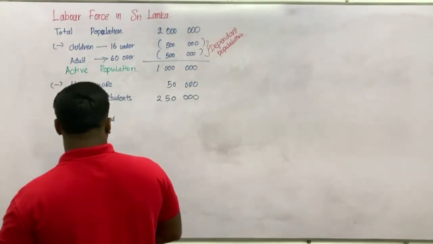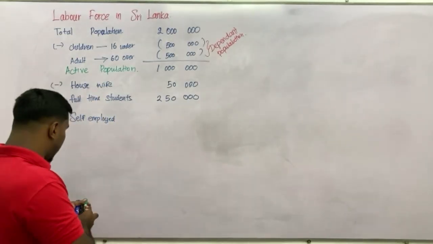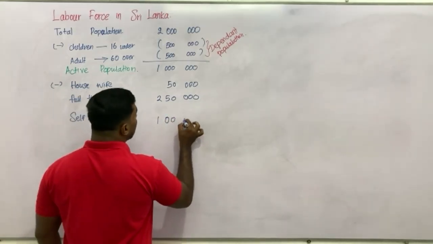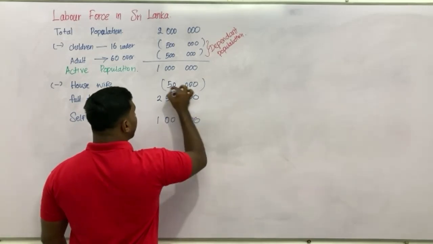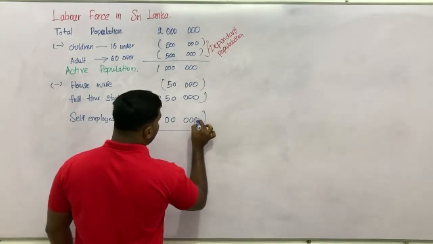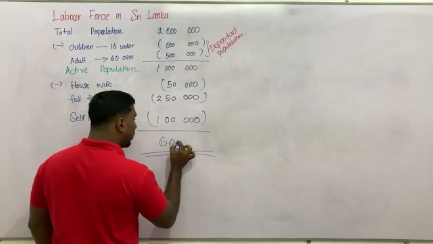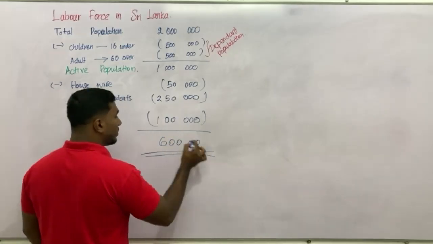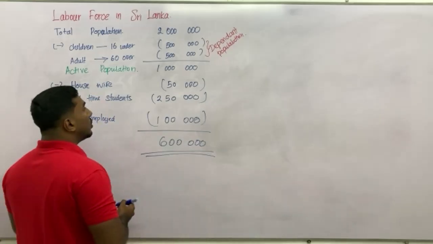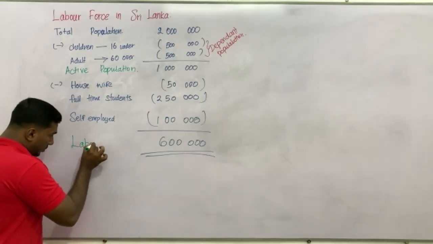Okay, and the injured people, retired persons, okay, early retirements. So imagine those people are 100,000 in Sri Lanka. So we have to reduce them also. After we have reduced, we got 600,000 as a number. So this 600,000 is known as our labor force.